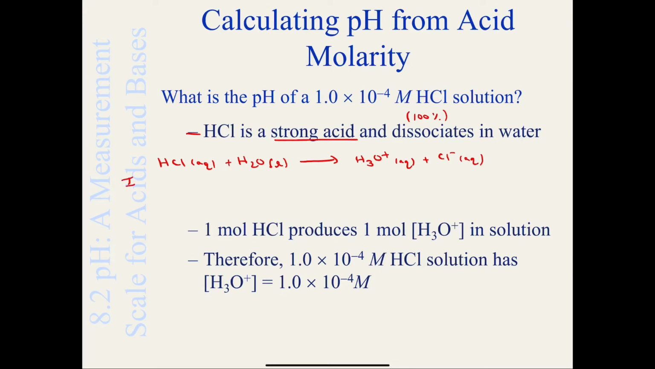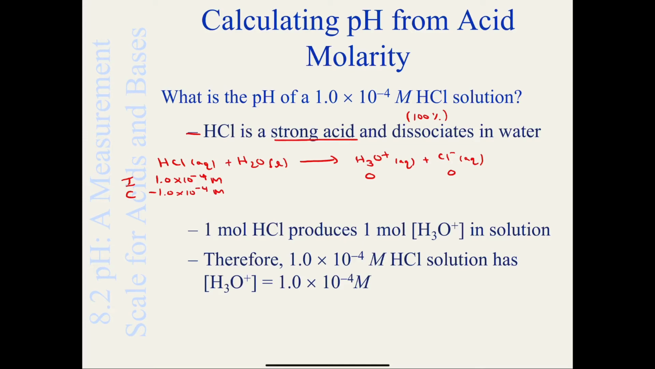Now, initially, we're starting off with 1.0 times 10 to the minus 4 molar HCl. And we have no hydronium and no chloride. But what's going to happen is all of that HCl is going to dissociate, and it's going to be a complete dissociation. So the change is that we're not going to have any HCl after the equilibration is done. So we're going to lose all of that.